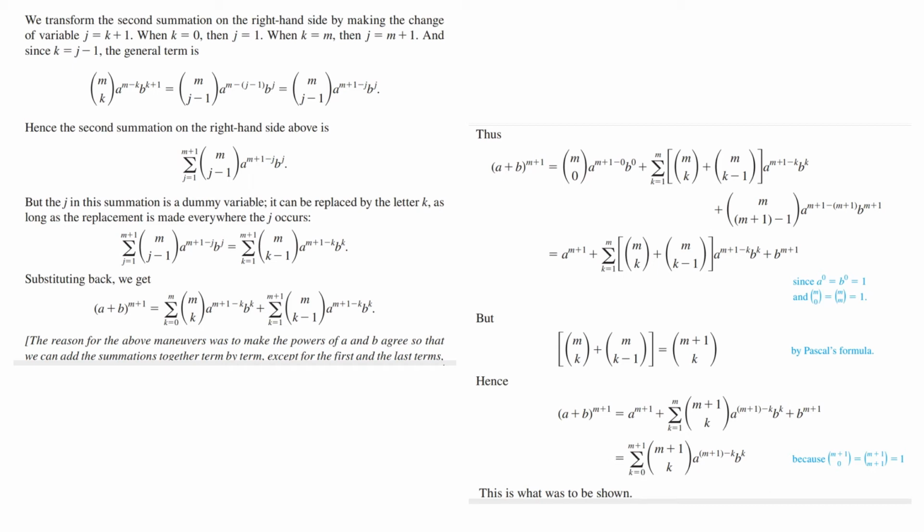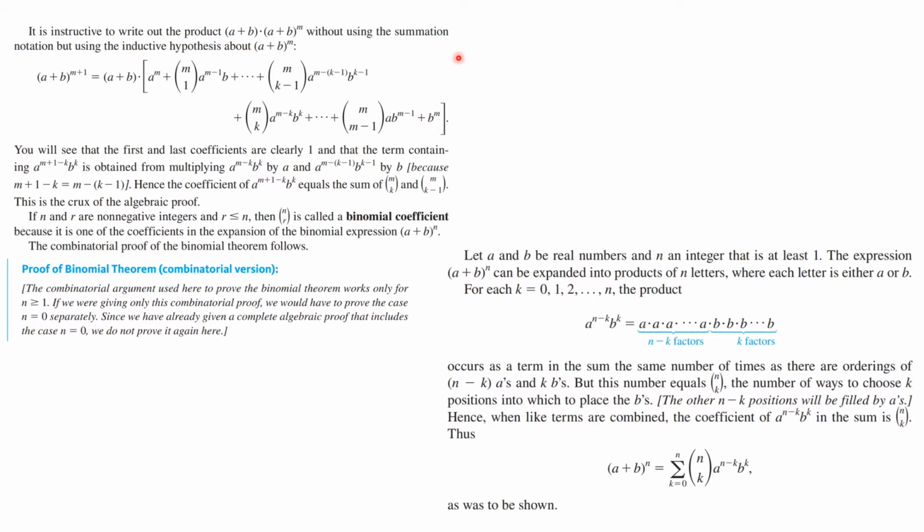So you see, by mathematical induction, we have proven that this is true. The binomial theorem is true. And it is instructive to write out those products like I said. In fact, we call n choose r the binomial coefficient because it's the coefficient in this expansion.